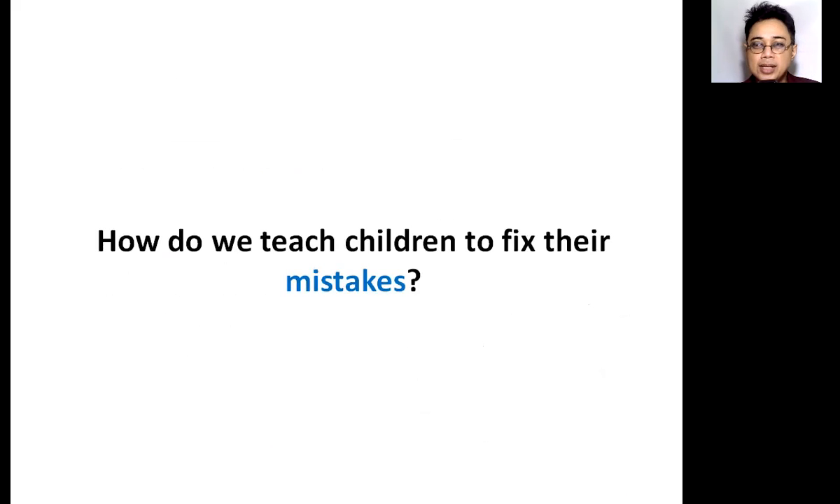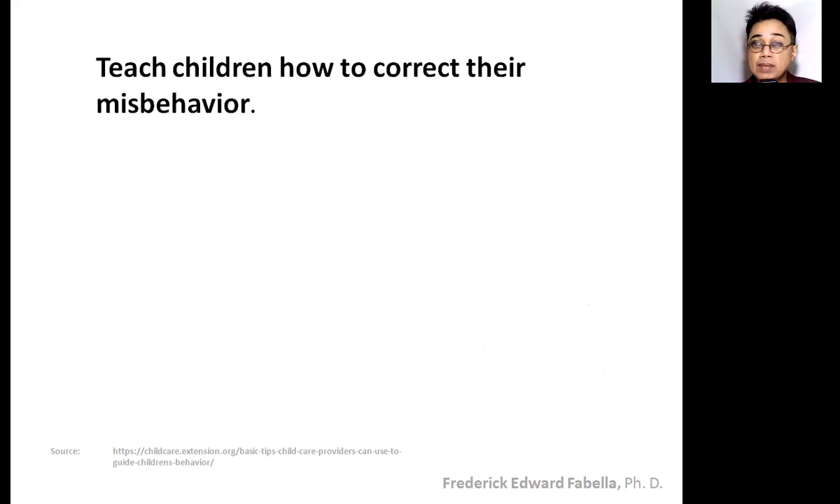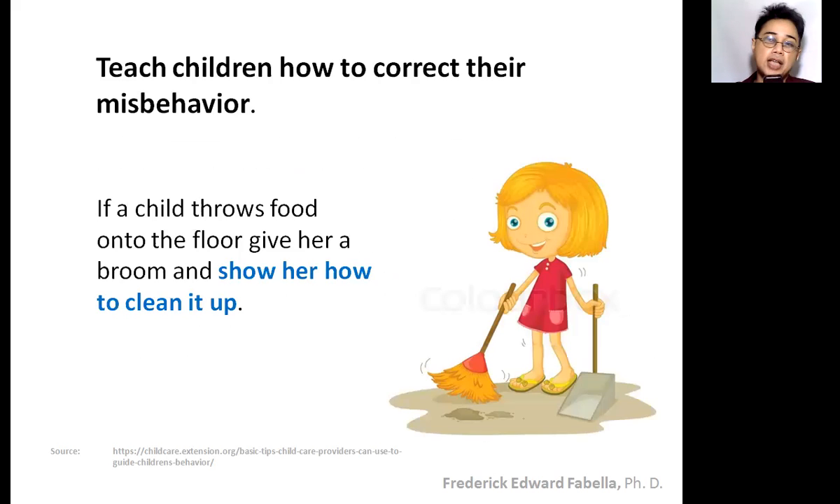Okay. So, how do we teach children to fix their mistakes? Of course, children will unavoidably make mistakes, but they have a chance to fix them. So, this is how we do that. Okay, if a child throws food onto the floor, give her a broom and show her how to clean it up, and then let the child do the rest.